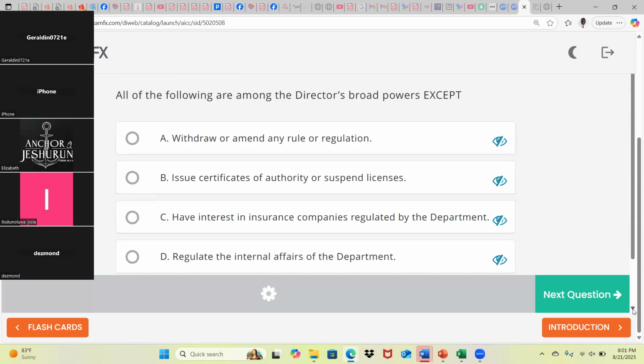Okay, except, I think D. Regulate the internal affairs of the department. That is close, but I would differ a little bit. Okay, I'll take A. All right, Tina goes with A. Is there any other suggestion?